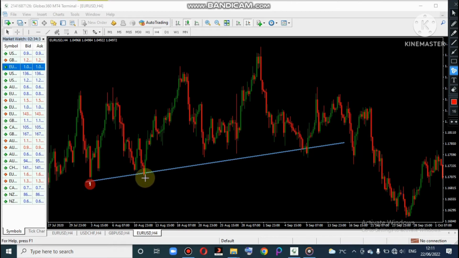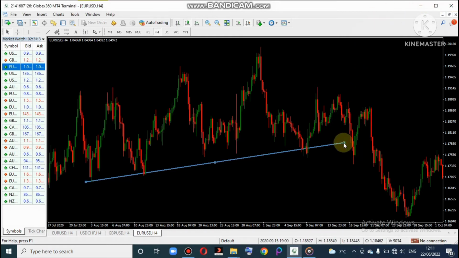1, 2. What do you wait for the price to get here? Here's our third one. What happened when the price gets here? Let me remove this. It's a valid trend line, guys, believe me.